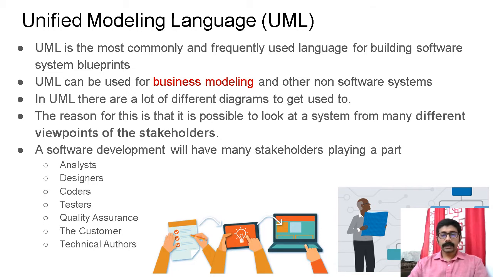For example, analysts will come up with the requirements, designers will prepare the software designs, coders will do the programming, testers will do the testing, and the quality assurance team will take care of the process. Of course, the customer is the end user, and technical writers will be focusing on preparing the technical documentation. So there are different people playing different roles in the software development system. So using UML language, you can prepare different diagrams catering to the needs of different stakeholders.